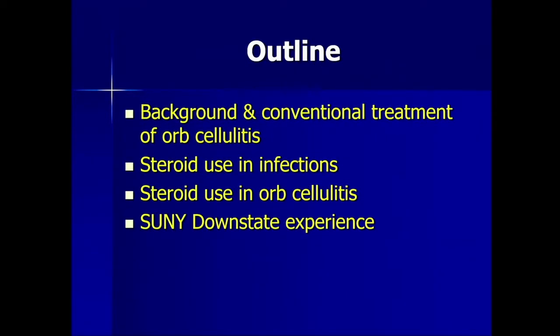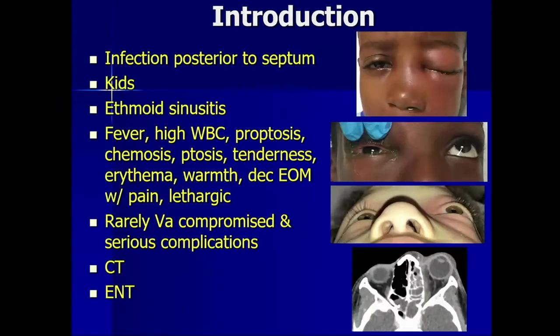We've gone through that. So what I'd like to do today is first go over and review orbital cellulitis, much of which you guys will probably already know. Talk about conventional treatments that have been around for a while. Talk about other services who have been a little bit earlier to the party than us about using steroids in acute infectious processes. Talk about the literature that we have now where folks have used steroids with some success in orbital cellulitis. And then talk to you about our personal experience we have in Brooklyn at our tertiary center.